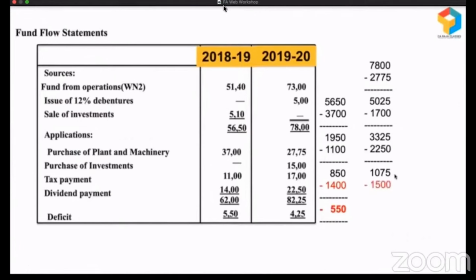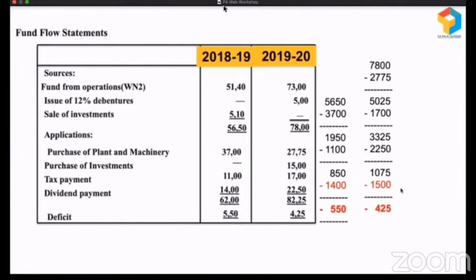This is the grave mistake which they should not have committed. 1,075 is the surplus, 1,500 investment, not in their business. They have purchased investments, some shares or stocks of some other company. By using whose money? By using some short-term money. They have only 1,075, but how did they spend 1,500? The 1,075 plus 425 gave them 1,500. They've invested in someone else's business.